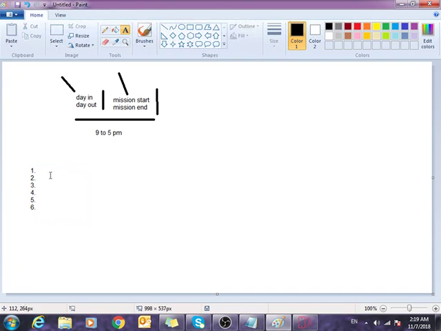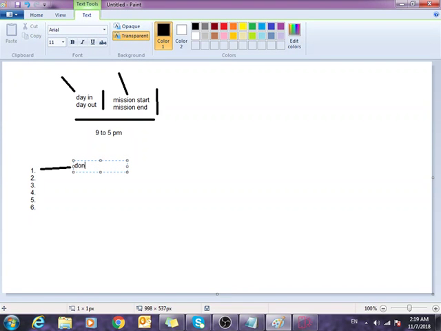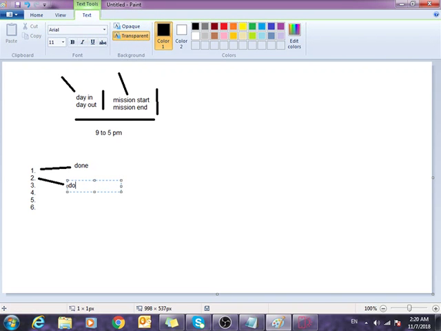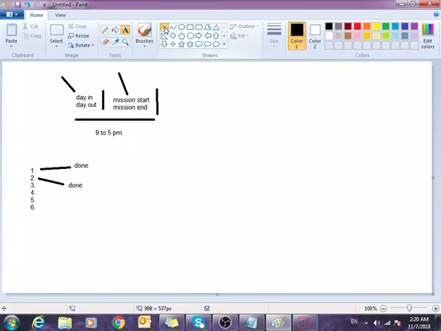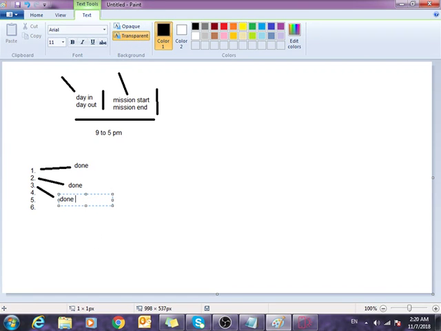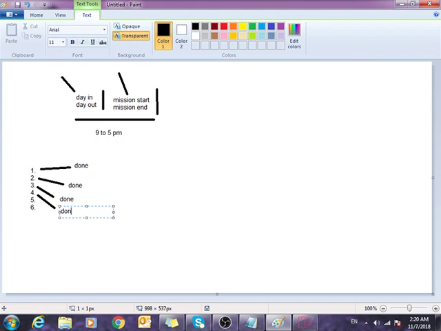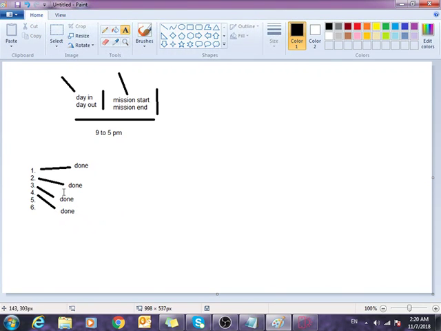1, 2, 3, 4, 5, 6. This is how we operate. We are going to work on this point, like it or not, until it is done. Until this point is done. Then let's go for this other point. Is this done? Okay, this is done. This is done. Until I finish all of these things, right?